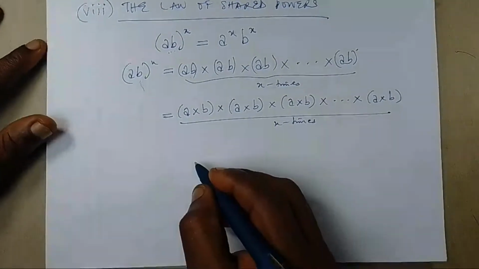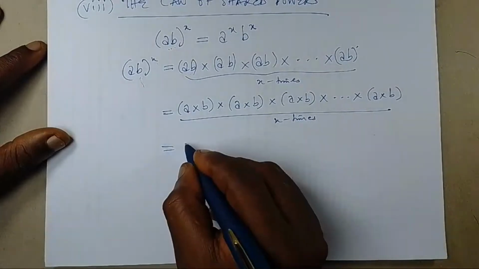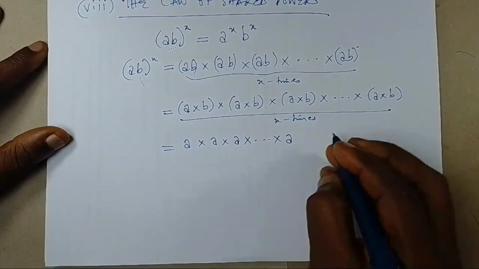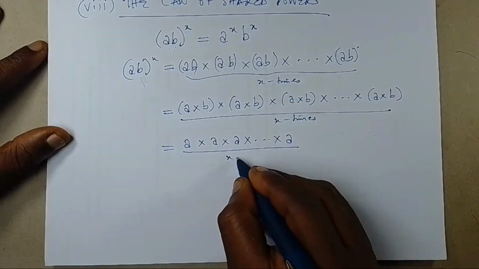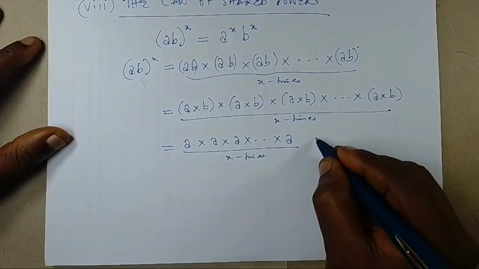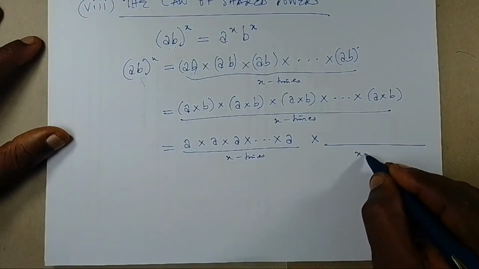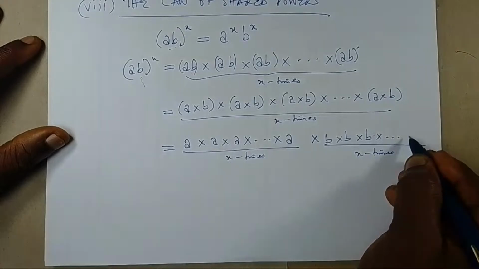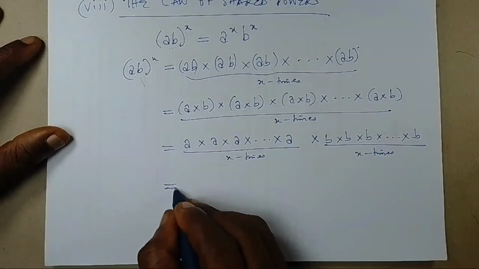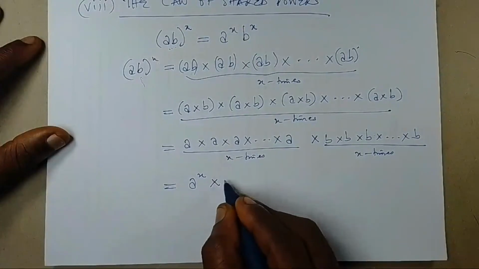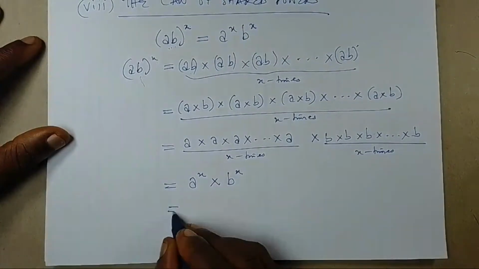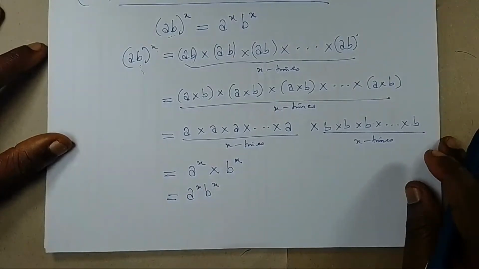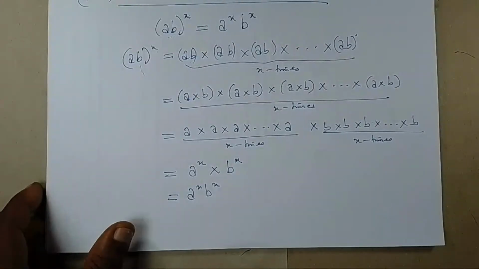Okay? Now, the next thing you can do is, taking like terms, you can group all the A's together. If you group all the A's together, you are going to have A, x times in one group, and you have B, x times in the other group. And that would mean A raised to the power x times B raised to the power x, which can be written as A^x B^x. Okay? So that proves this law to be true, the law of shared powers.